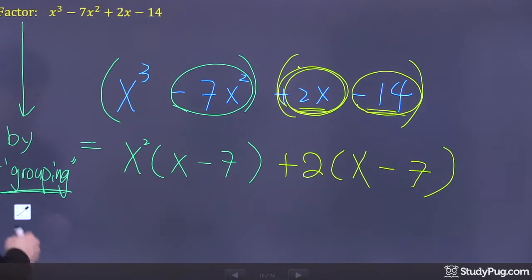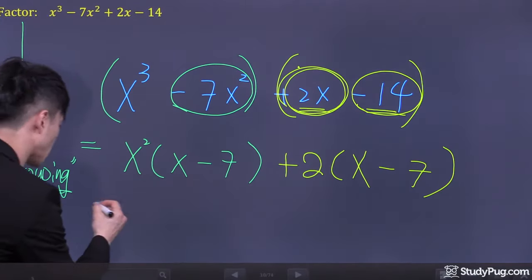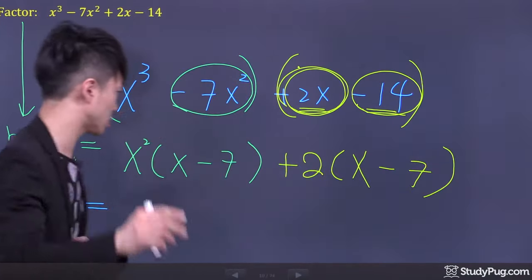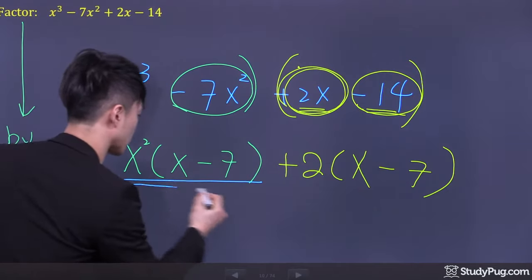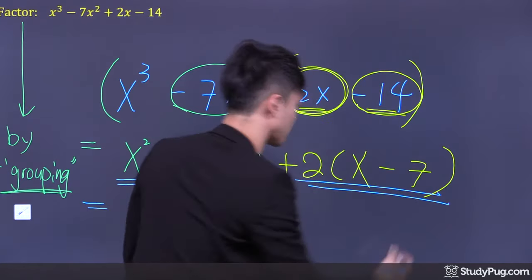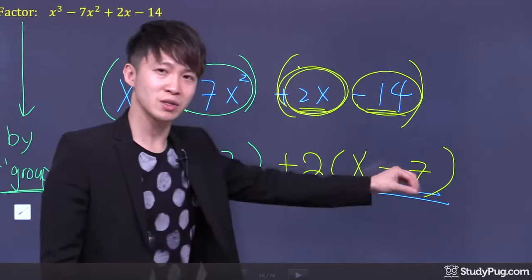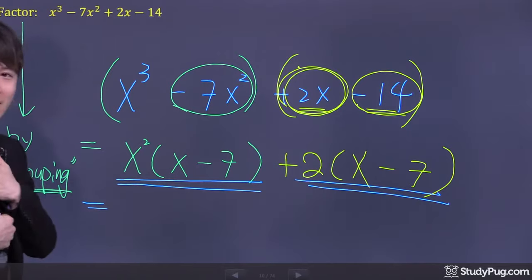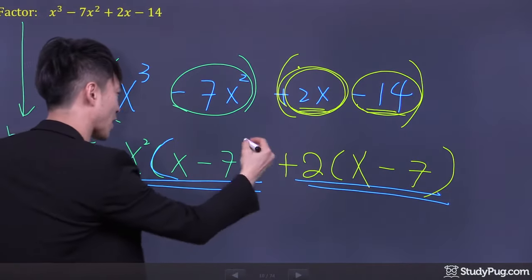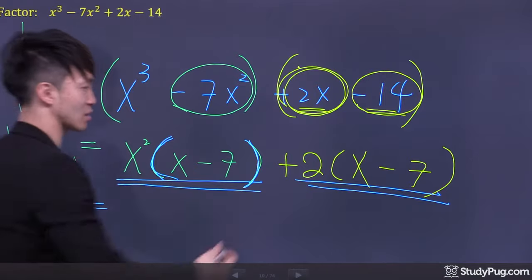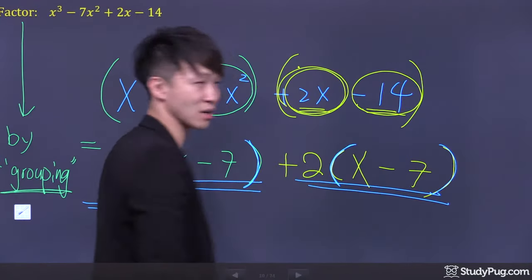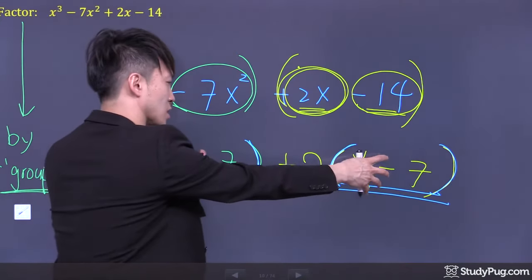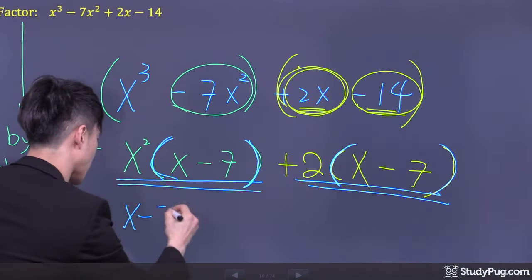Okay, guys? So now, I actually want you to look at the polynomial as two terms. Here we have the first term. Here we have the second term. Between the two terms, is there any common factor for us to take out? Yes, there is. Who is this guy right here? x minus 7. Who is this guy right here? x minus 7. Same thing, right? So the common factor between the two terms is x minus 7. So we can actually take it out.